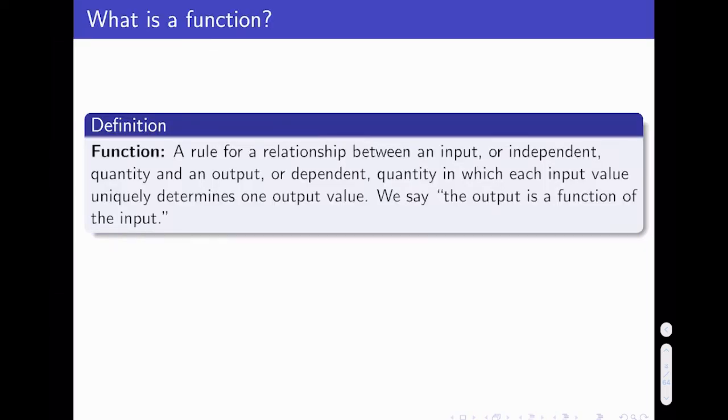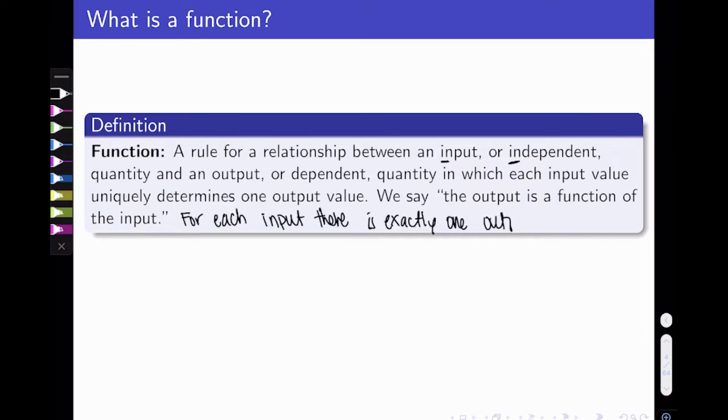The definition of a function is that it's a rule for a relationship between an input or independent quantity and an output or dependent quantity in which each input value uniquely determines one output value. We say that the output is a function of the input. Another way of thinking about this is the input or independent variable is what goes inside the function, and the output is the dependent variable. And we want to say that for each input, there's exactly one output, or each input corresponds to exactly one output.